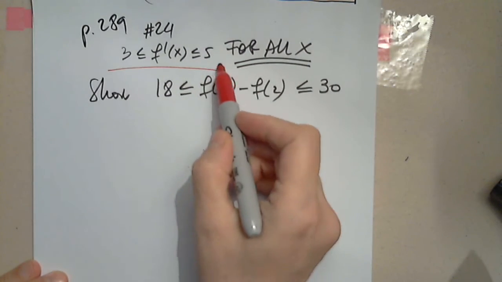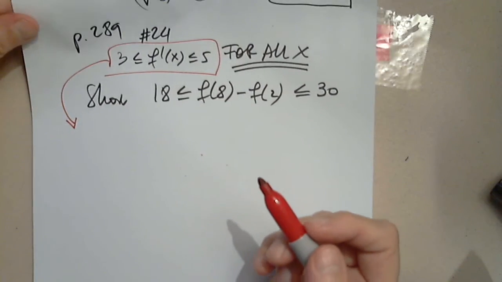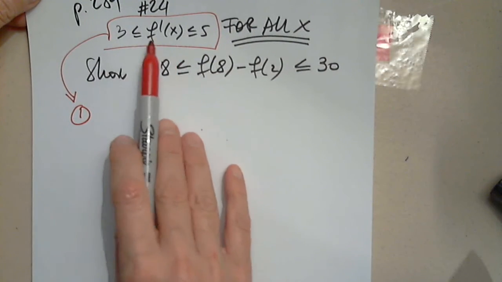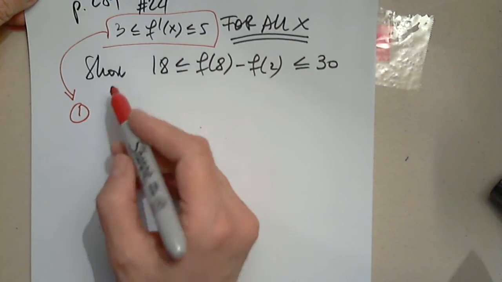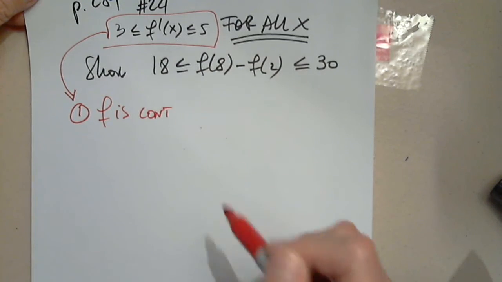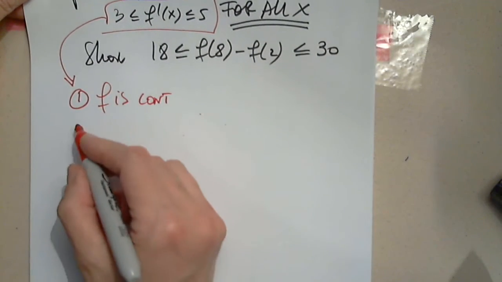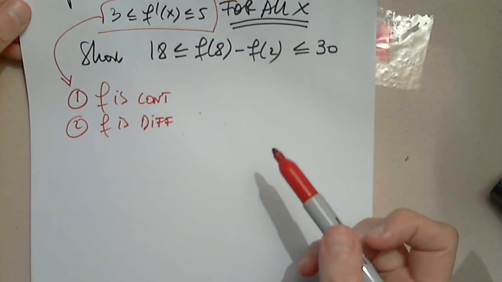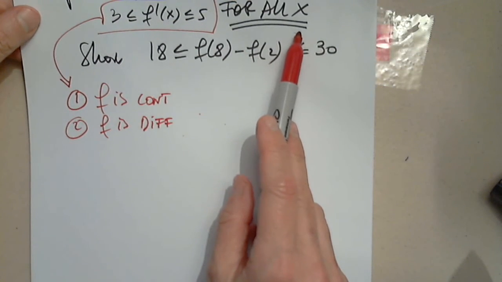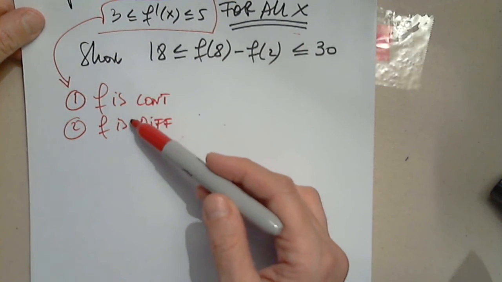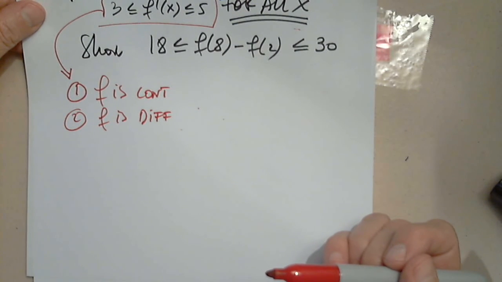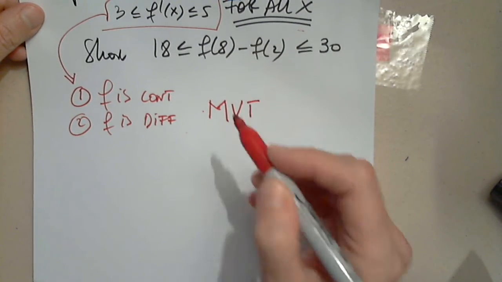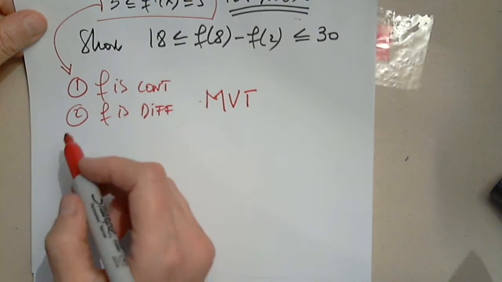So here's what we learn from this information. Number one, since the derivative for all values of x is between 3 and 5, obviously the function is continuous everywhere. Number 2, f is differentiable everywhere. So it says for all x. These two are the hypotheses of which theorem?